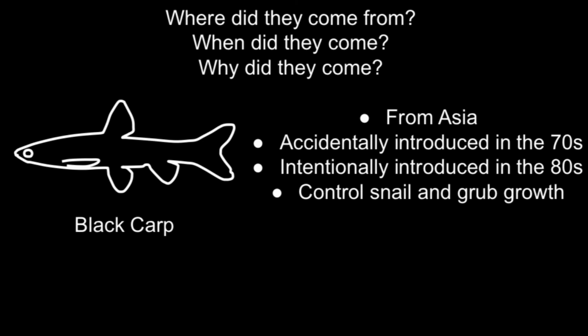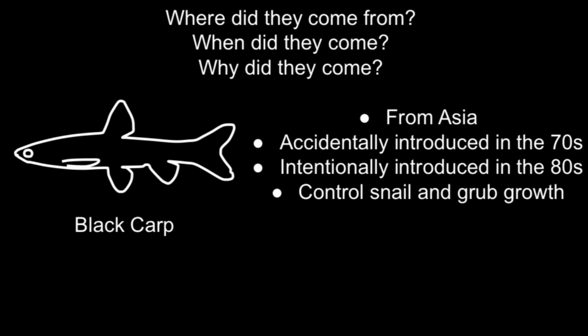We now have the black carp, which was accidentally introduced in the 70s when people were shipping grass carp overseas. They were then intentionally introduced in the 80s to control snail and grub populations in aquaculture facilities. However, one day everything changed. There was a flood, and they were swept into the Mississippi River, where they will remain invasive for decades to come.